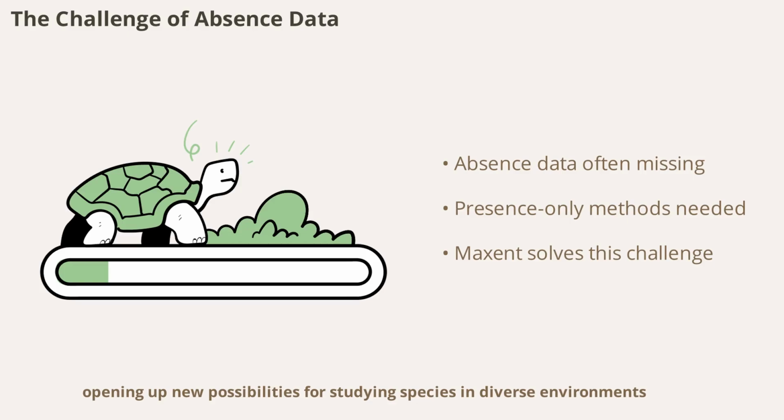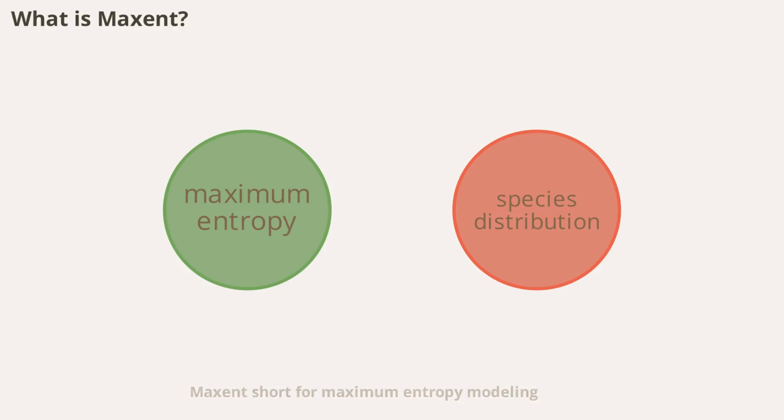in diverse environments. MaxEnt, short for maximum entropy modeling, is a general-purpose machine learning method that estimates the most spread-out, or uniform, probability distribution possible, given the constraints of the observed data. In the context of species distribution, MaxEnt uses environmental variables and known occurrence points to predict where a species is likely to be found. The method is mathematically precise and flexible, making it well-suited for ecological applications. It can handle both continuous and categorical data, and it's particularly useful when only presence data are available. Let's look at how MaxEnt works in practice.